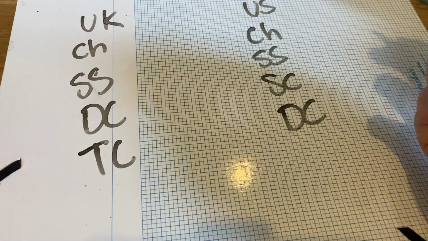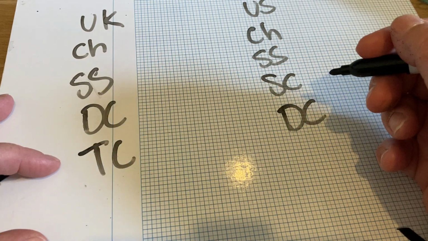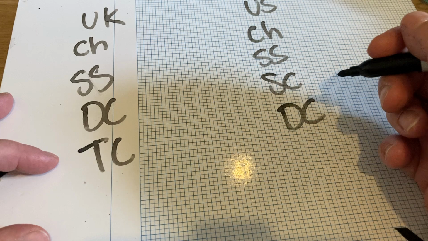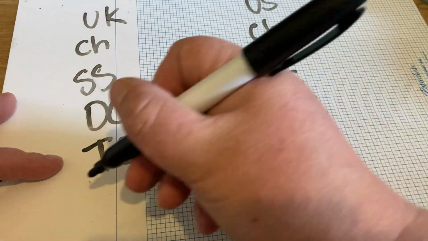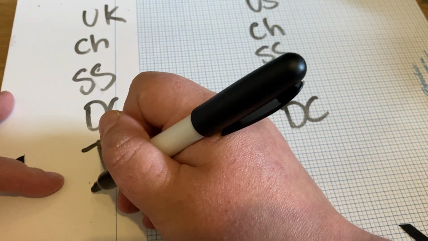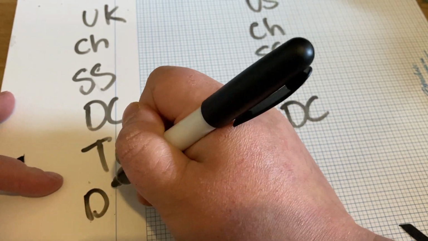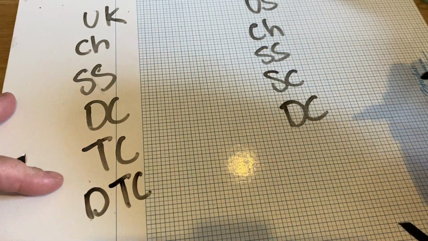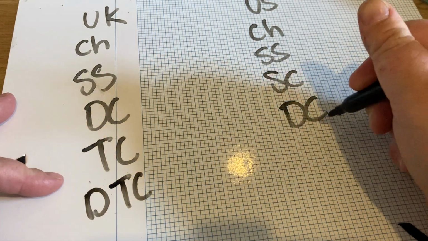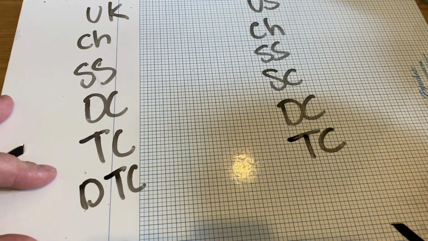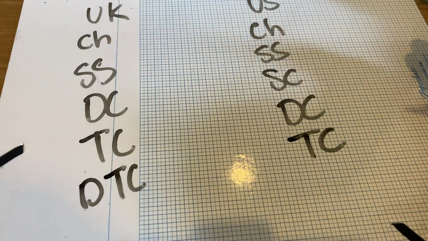Hang on, I'm just chatting at you, looking at this. I could edit all this out, I'm not going to because I'm lazy. But here we go. In the UK, we go from a treble to a double treble. And the US goes from a double crochet to a treble crochet, which is much more straightforward.